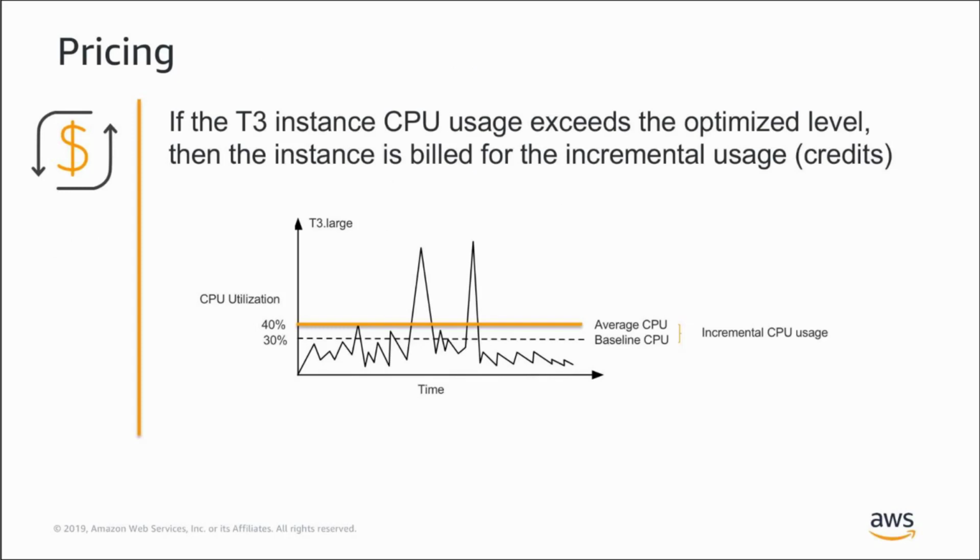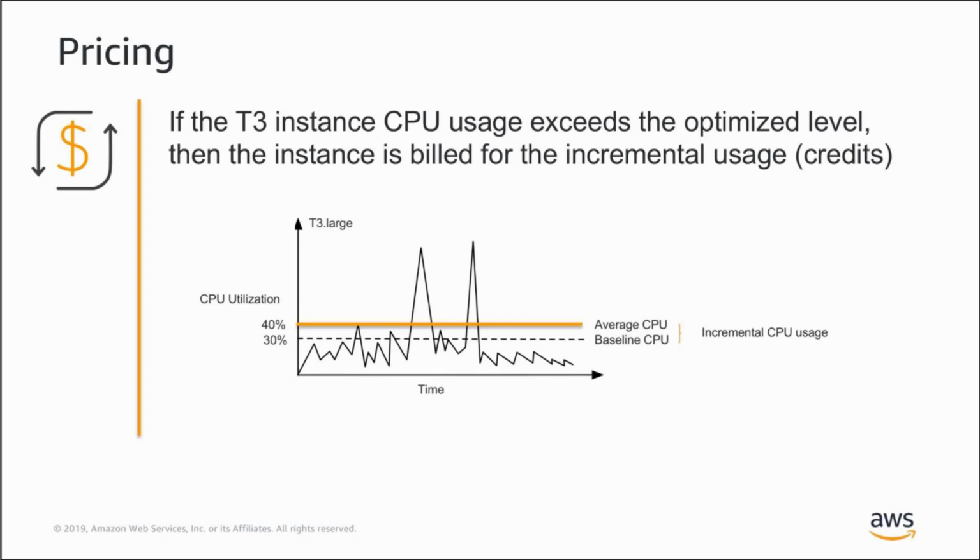So say if you're running a T3 instance, you picked, in this case, we have T3 large. It's optimized for 30% of usage. What happens if your CPU usage ends up going above that? You just had one day in the week where you ended up using 40%. So what we do is we look at how much you use.